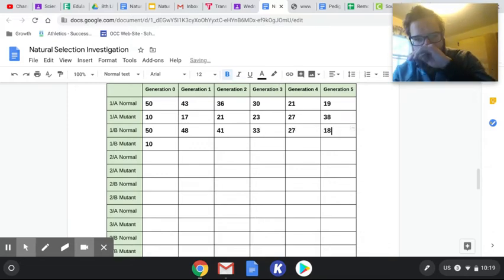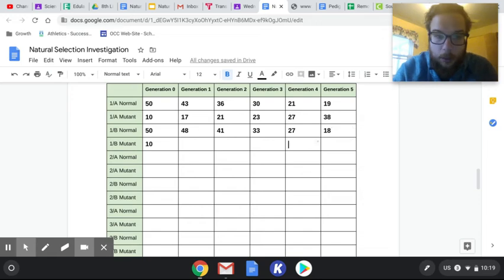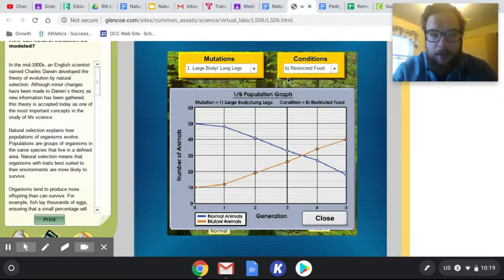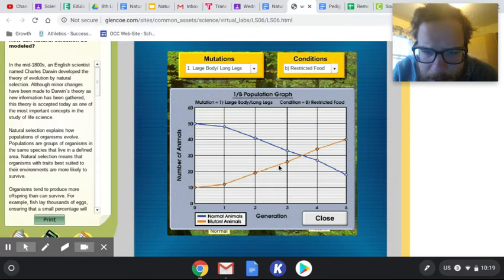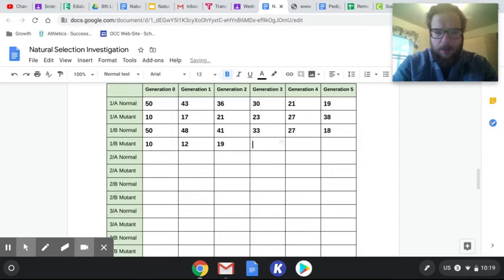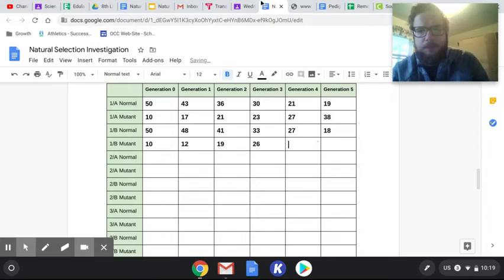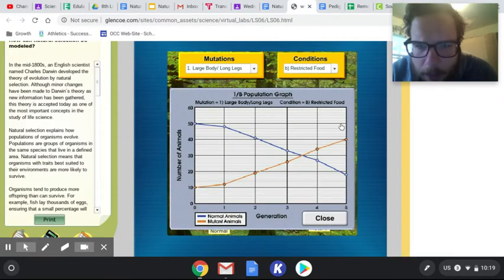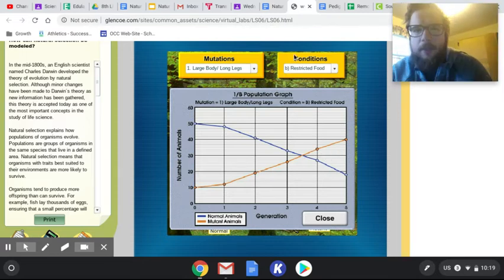So again, there's the pattern already. We are losing normals, and I'm going to go ahead and guess that we are gaining mutants. Look at that, the orange bars flying up. So we've got 12, 19, and then 26. And then we've got 30, call it 34, and then 40.